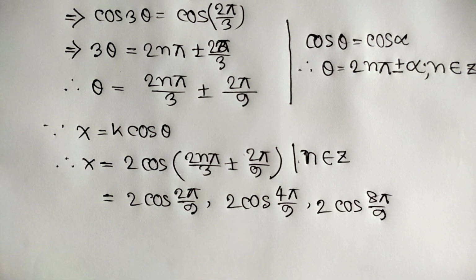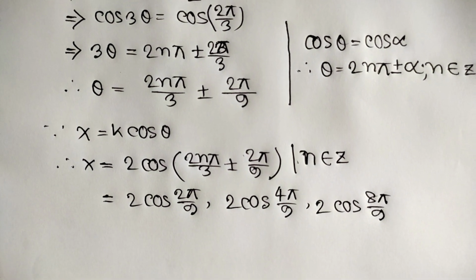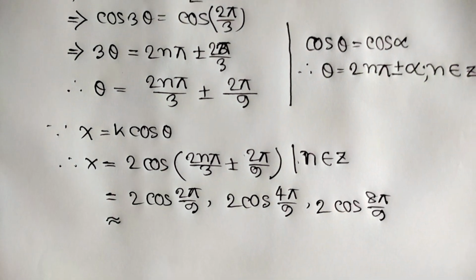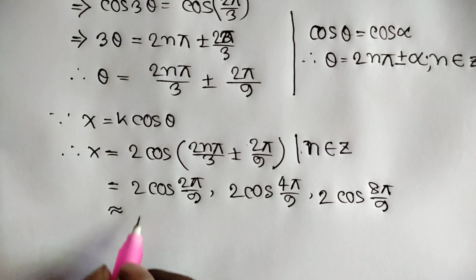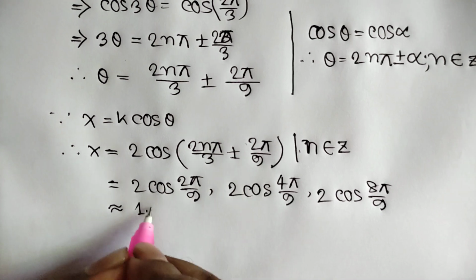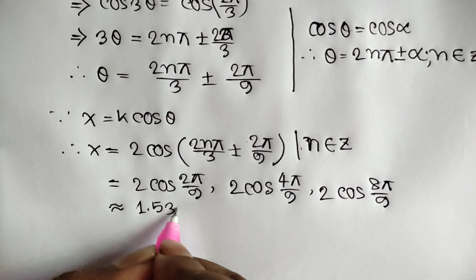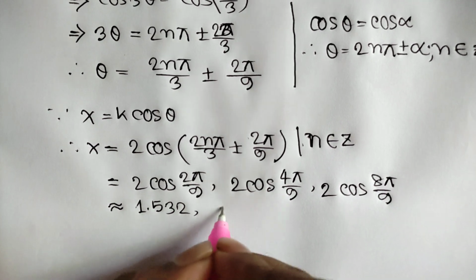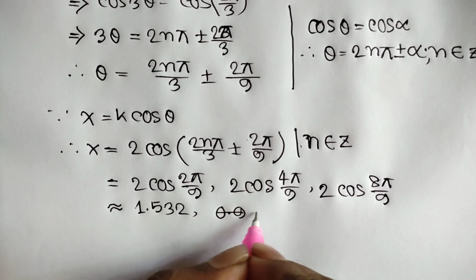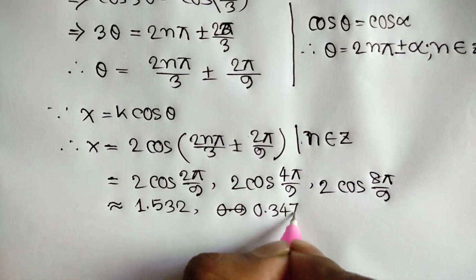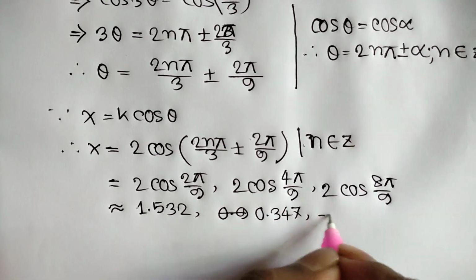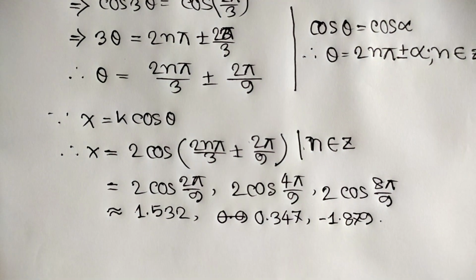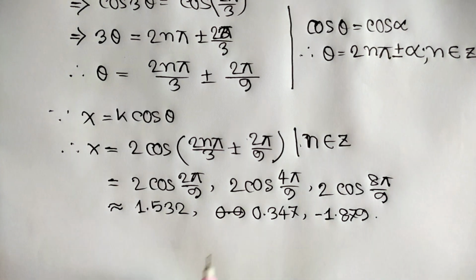So the approximate solutions of this expression, calculating this, we will get 1.532, we will get 0.347, and we will get negative 1.879. So these are the roots of this equation.